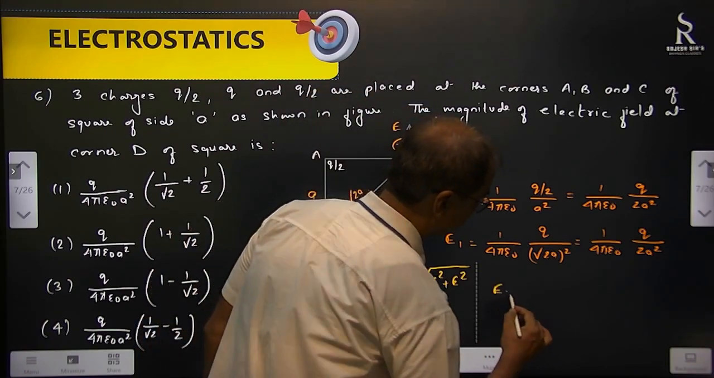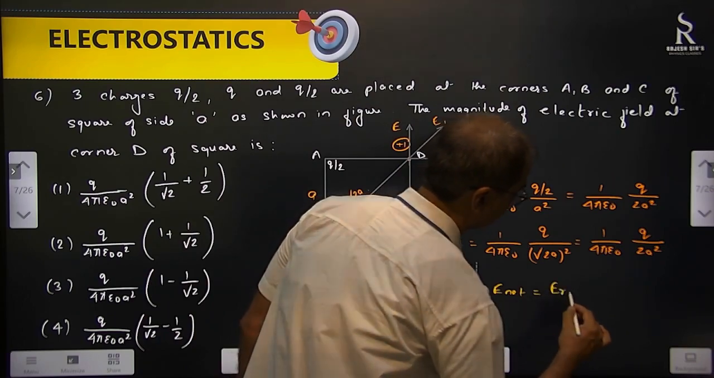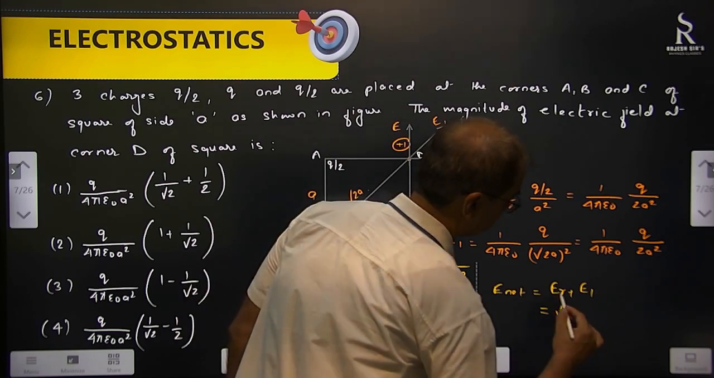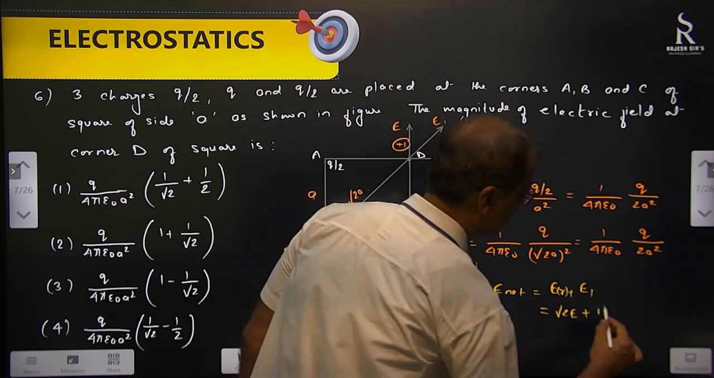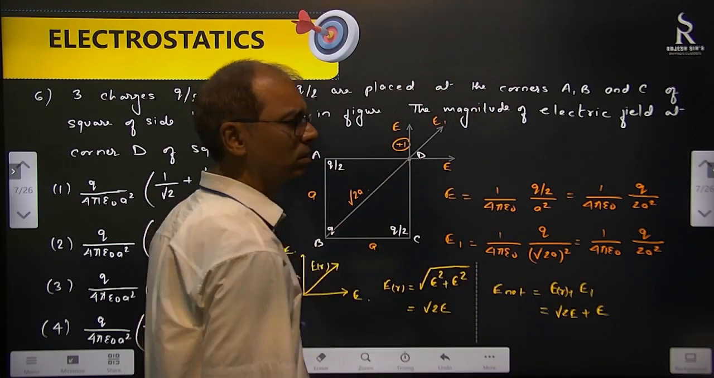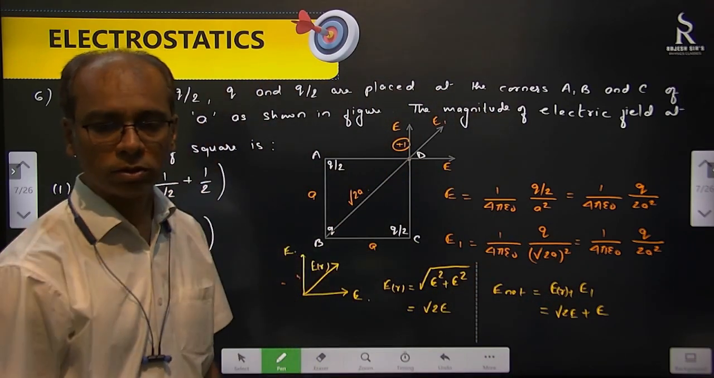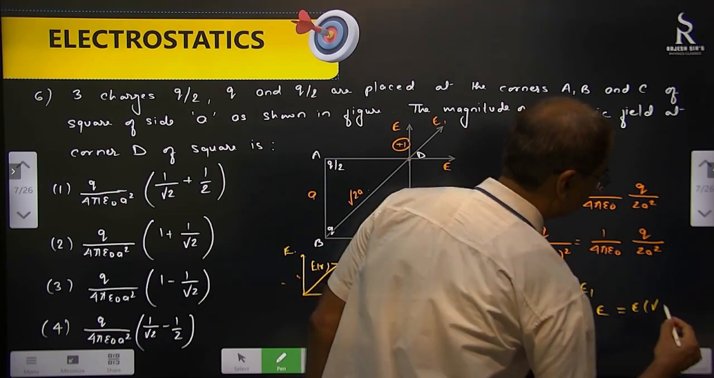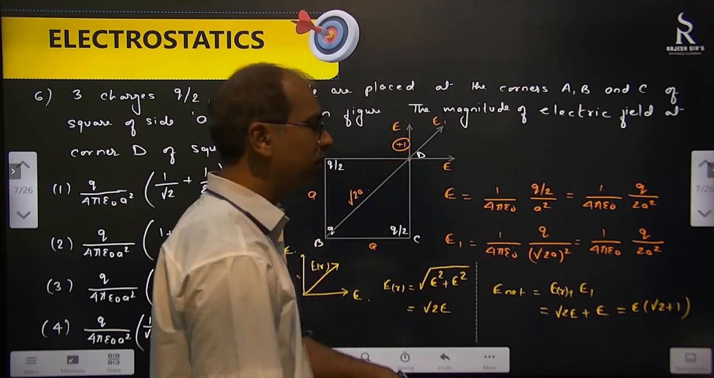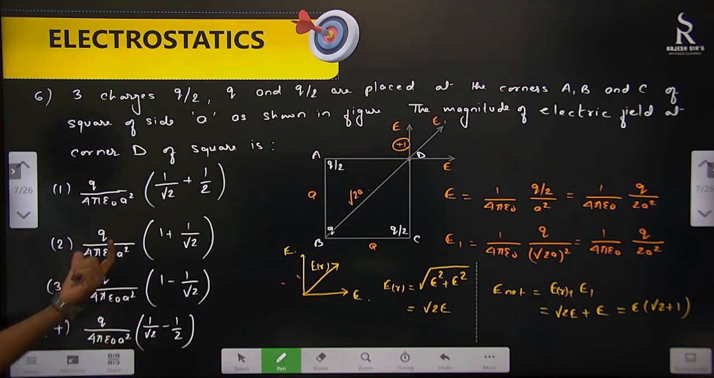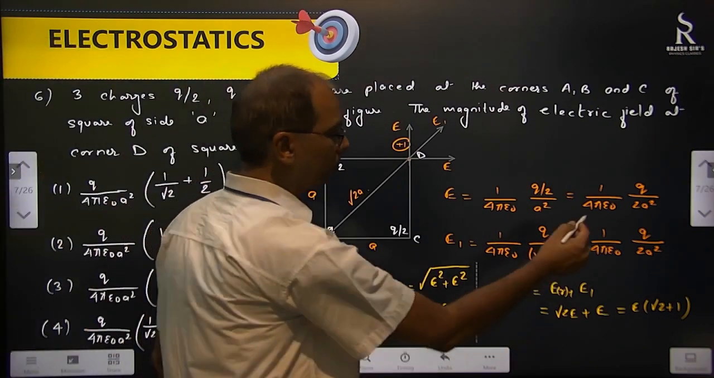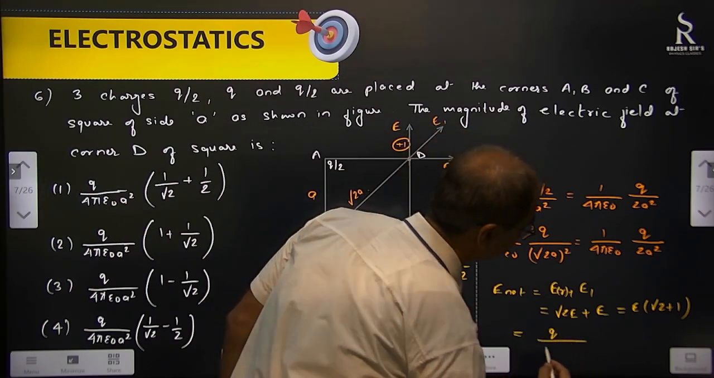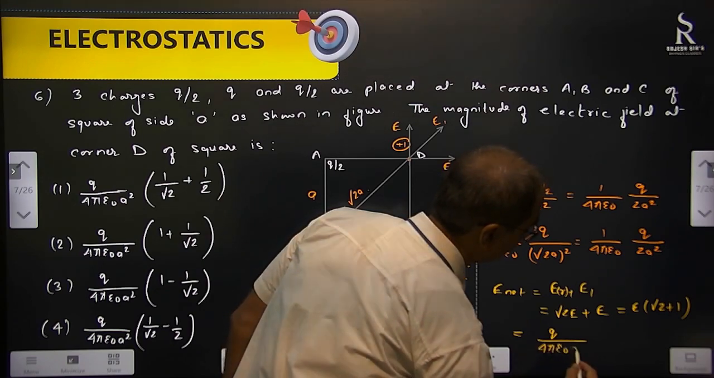Okay, let's find it. E net is ER plus E1. What is ER? Root 2 E. What is E1? E only. Same only, no? E1 and E. So then take E common: root 2 plus 1. Now put the E value. What is E? 1 by 4 pi epsilon naught, Q by 2A square. So Q by 4 pi epsilon naught A square.